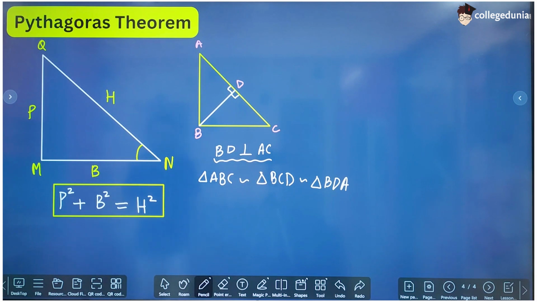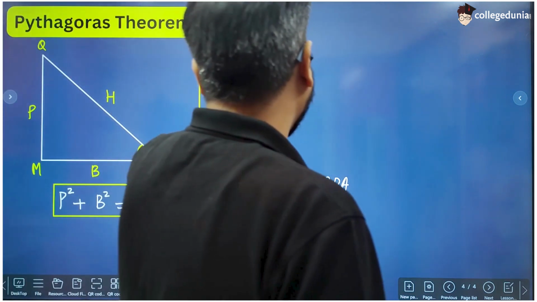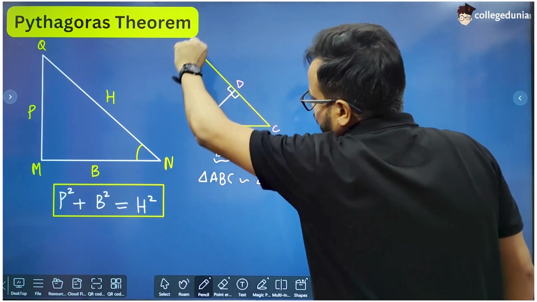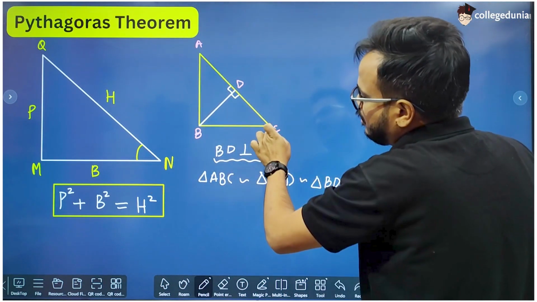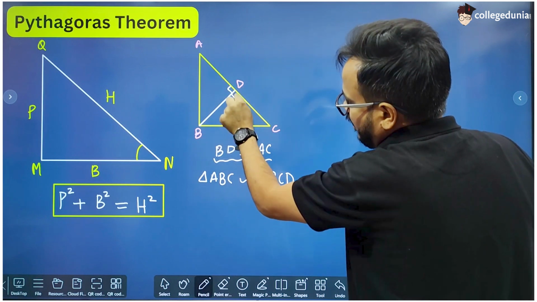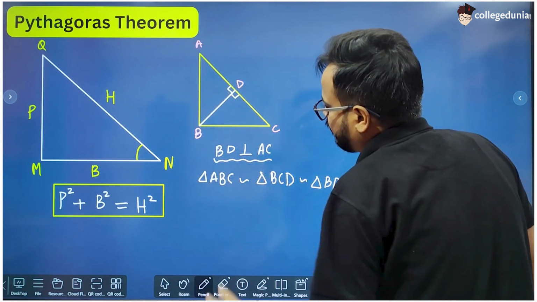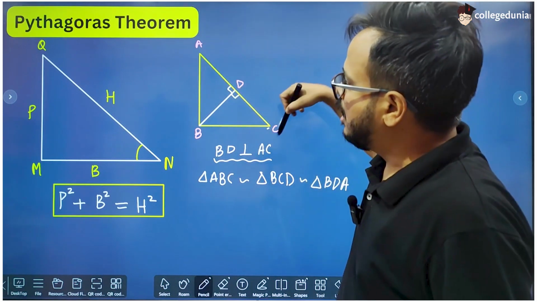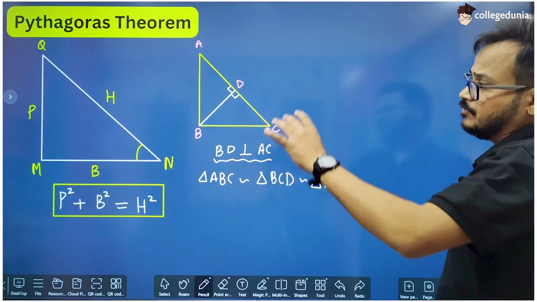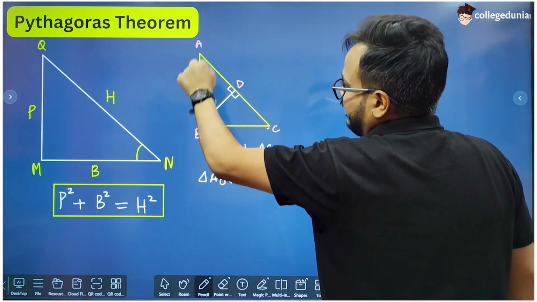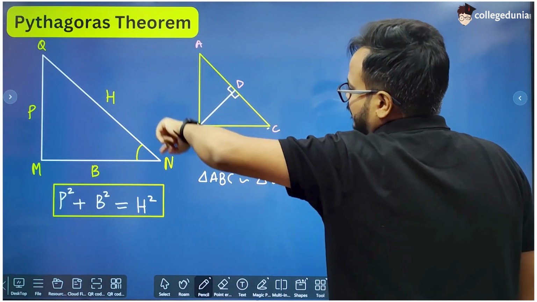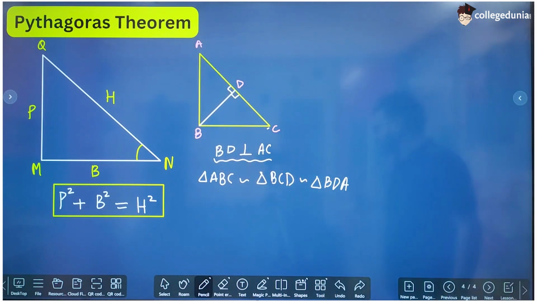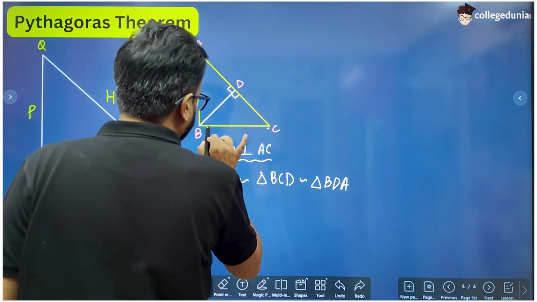So if we have drawn a perpendicular from B on D, now let us take the triangle ABC and this BDC. So angle C is common, and one angle of this triangle is 90 degrees and one angle of the bigger triangle is 90 degrees. So by AA similarity, this small triangle is similar to the bigger triangle. Similarly, if you take this triangle and compare this with the bigger triangle, then angle A is the same in both of them. So one of the angles which is equal is angle A, and the other angle is 90 degrees in both the triangles.